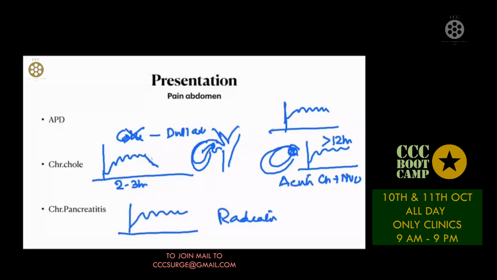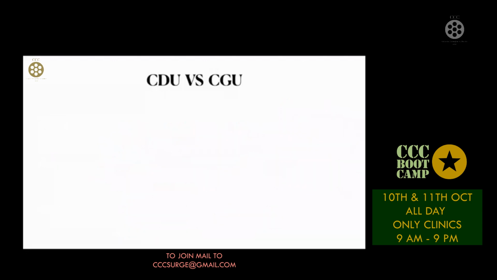So these are the three basic types of pain, and when you go for the exam, it is extremely important that you remember all of them. You just vomit it out in front of the examiner, the character of pain in APD, chronic cholecystitis, and chronic pancreatitis. Then, of course, comes the difference between chronic duodenal ulcer and chronic gastric ulcer. And as you know, in chronic duodenal ulcer, the pain is increased in empty stomach, whereas in gastric ulcer, it is increased on taking food.